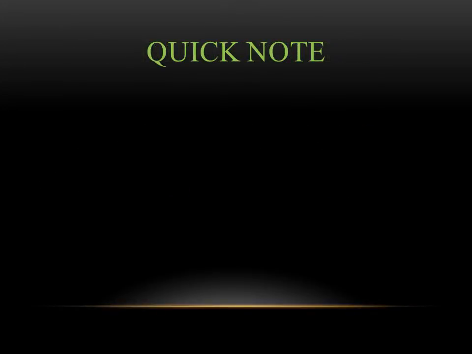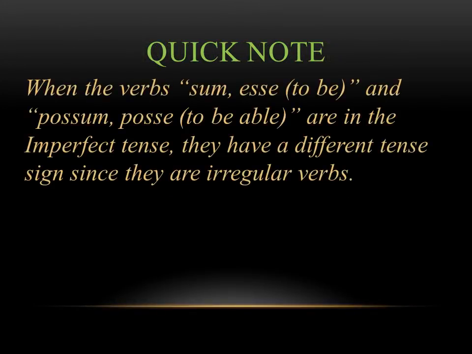There's one more quick note we need to take on the imperfect, and it has to do with the two verbs sum esse, which means to be, and possum posse, which means to be able. Now when we use these two verbs in the imperfect tense, they have a different tense sign, so you're not going to see the BA. And the reason that they have a different sign is because they're irregular verbs, meaning they don't follow our usual patterns. So let's take a look at a few examples.